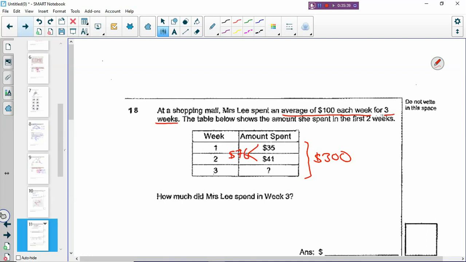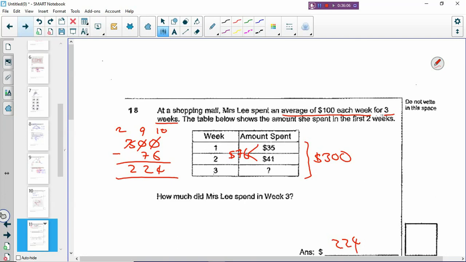And then I take 300 minus 76. And of course, what do I get? Okay, I'm going to use my calculator so we can do it faster. And I don't have a calculator with me. So I guess I have to do some working, which is what you have to do. So you borrow, and 10 minus 6 is 4, 2, 2, right? So the question mark is $224, and the answer is correct.